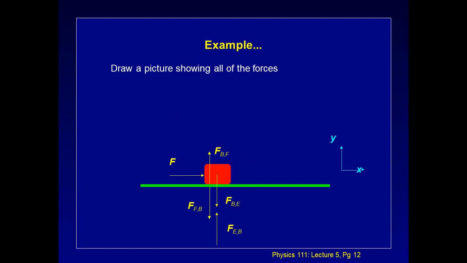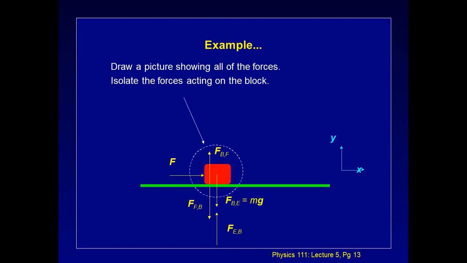If we analyze the free body diagram of the figure, we consider the forces acting on it. We have the force F where it pushes the box. Then we have F_BF as the normal force and F_FB as its weight. Then we have F_BE as the weight of that box and F_EB as the normal force acting on that box.